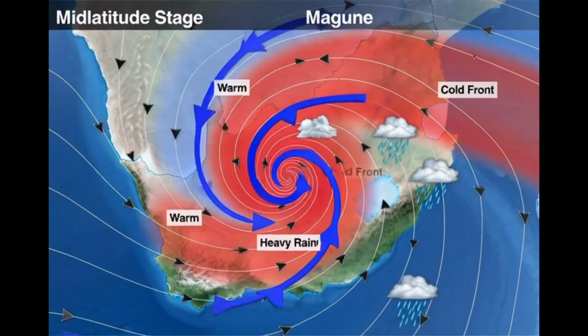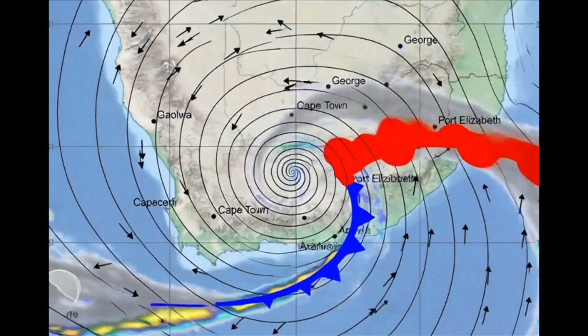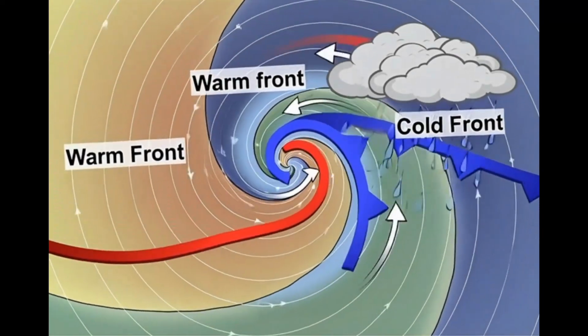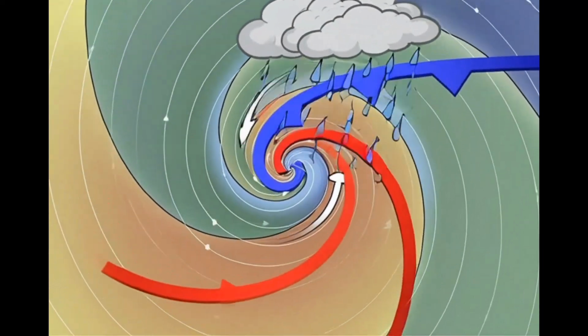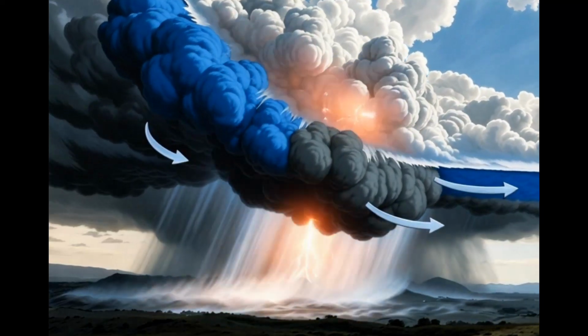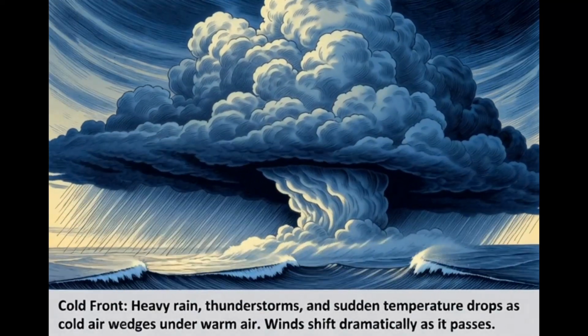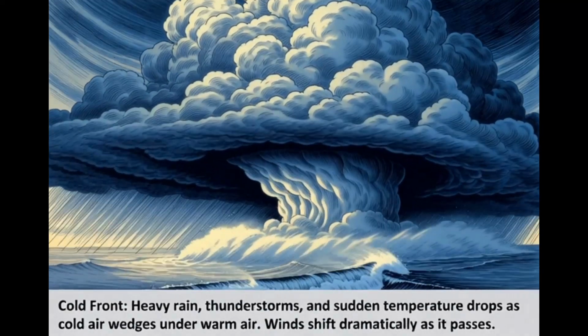Here, the system is fully developed. Both fronts spiral around the low-pressure center. In the mature or fully developed stage, the cyclone's warm and cold fronts wrap around the central low-pressure area. Cloud bands and rain extend over large regions. The strongest winds occur near the center, and the circulation becomes well-defined. This stage produces widespread rainfall, unstable weather, and strong frontal activity.